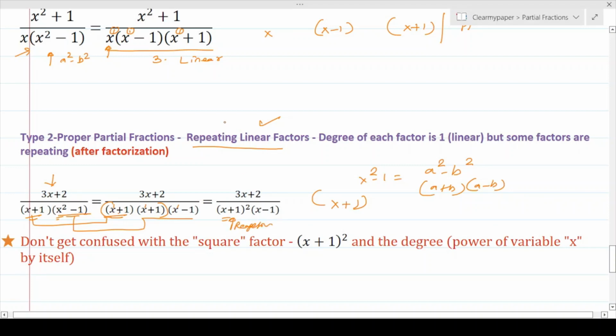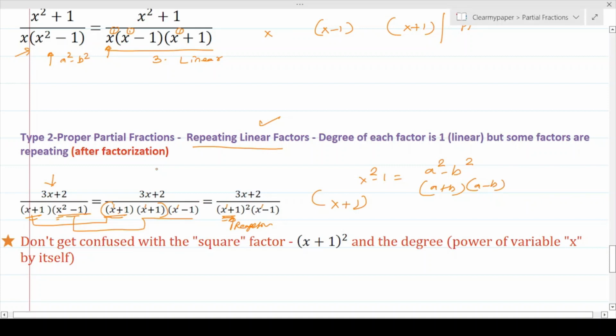Hence, these types belong to something called repeating linear factors, where the degree of each factor is still 1. So don't get confused. The degree of each factor is still 1. Even over here, this exponent is still 1. So it's linear in nature. But some factors are repeating, which in this case is this factor, coming twice. And again, all these things you should see after factorizing, not in the given equation. First, you should always see if you can factorize the equation. And once you factorize, then you have to see whether it's type 1 or type 2.